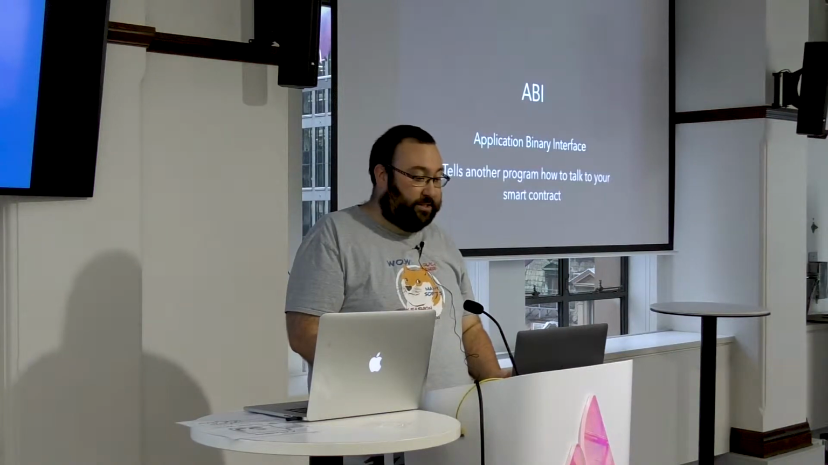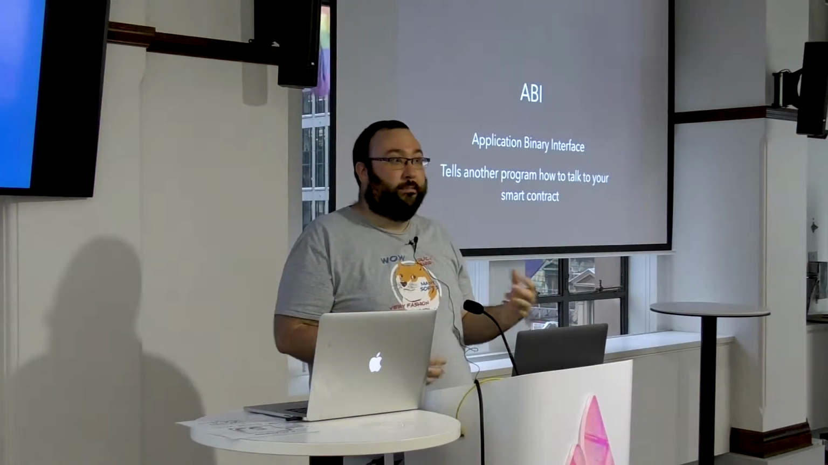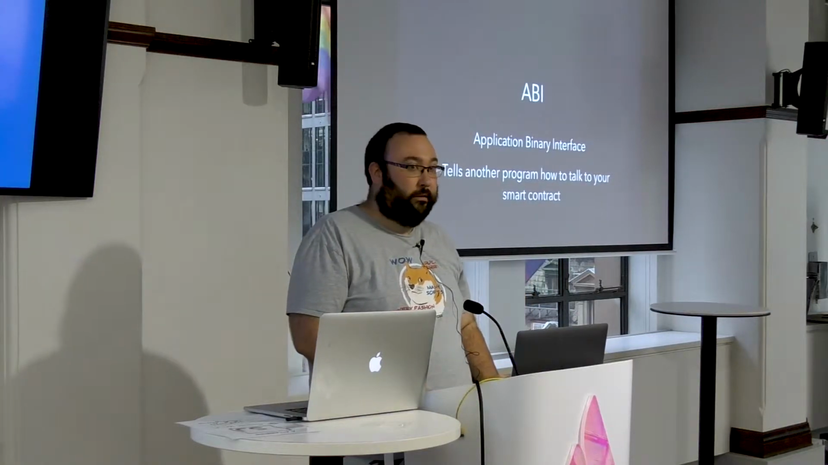ABI, application binary interface. It's like an API, but for your smart contract. This just says, here's a function. It's called this. It exists at this offset in the bytecode. You can call it like this with these function parameters. It's just telling other programs how to talk to your smart contract.